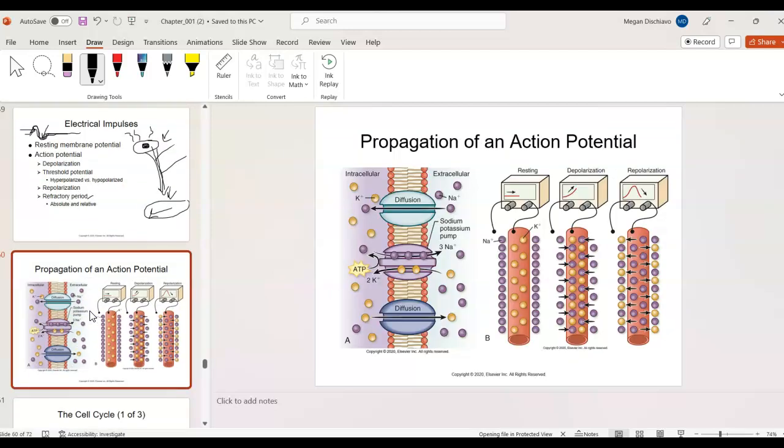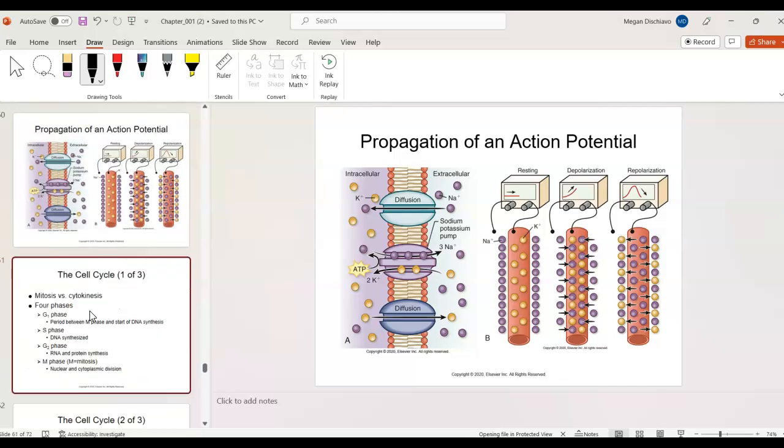Okay. Here's a little picture of it. These all happen because of the movement of sodium and potassium ions. And that's getting, I think, above what we need to study right now. They gave you a general gist of it. If you want to know more, I'm happy to help you with that.